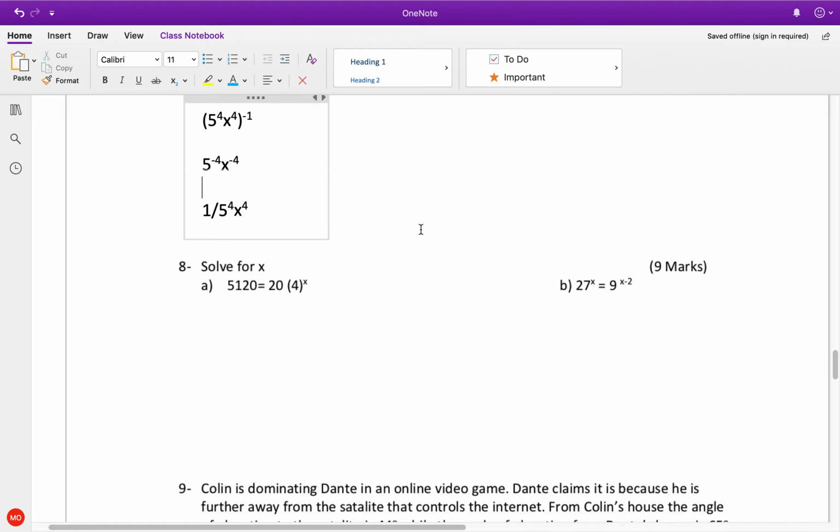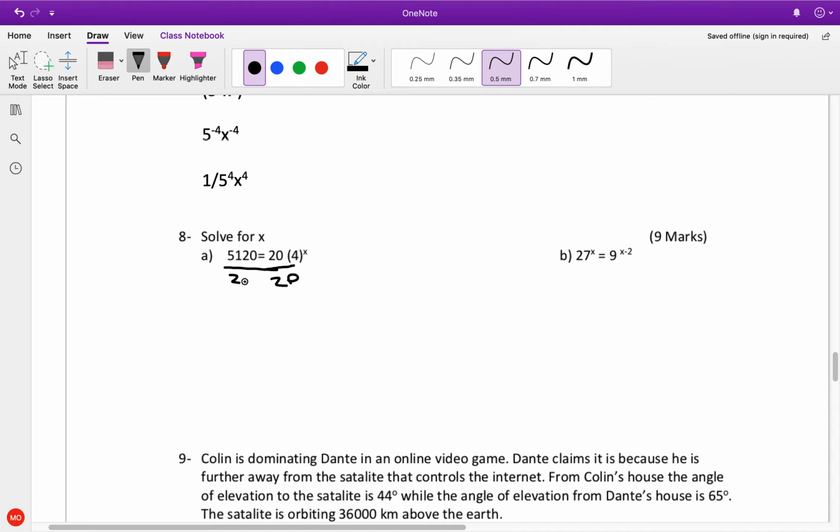Now here, we need a same base. But we don't have it here. But let's get rid of that 20 from that side. Let's divide this side by 20 and this side by 20. And these two cancel out. What's my answer on this side? 5120 divided by 20 equals 256. So 256 equals 4 to the power of x.